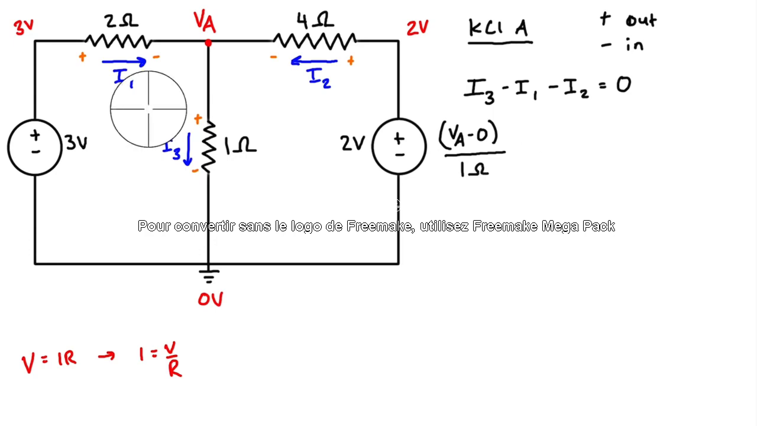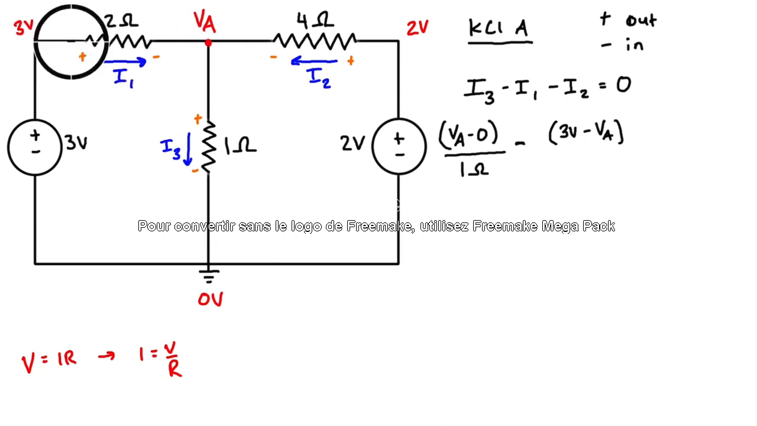Then for this resistor that I1 is flowing through, first of all we subtract, and the voltage is 3 volts minus VA. Again, we've assumed that the current is going this way, so that this is the higher voltage. So the difference between them is the bigger one minus the smaller one. So that's why we have 3 volts minus VA. And then we just divide that by the resistance, which is 2 ohms.